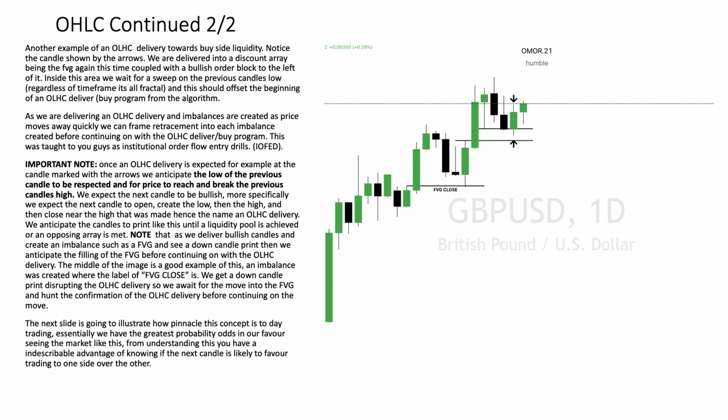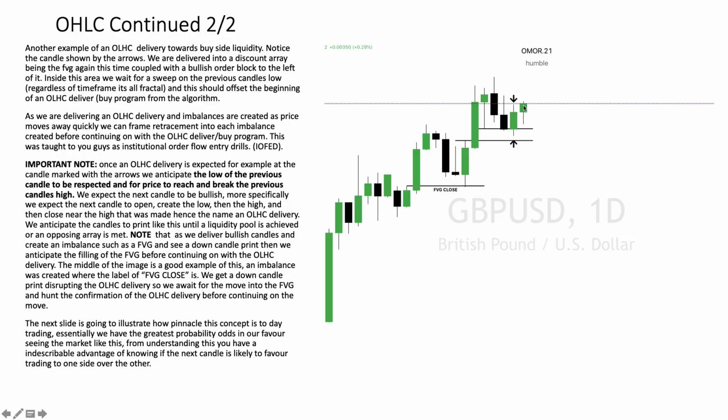In this area, we wait for a sweep on the previous candle's low, regardless of the time frame, it is fractal. Notice I'm not saying previous week's low, previous day low. I'm saying the PCL, the previous candle's low, right? And this should offset the beginning of an open low high close delivery. This is essentially a buy program for the algorithm, right? So you see how we went into the fair value gap. This candle sweeps it and moves up higher.